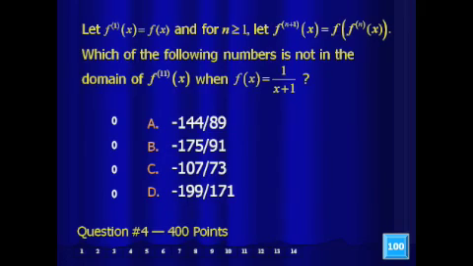Here comes question 4, the halfway point, for 400 points. We'll let f1 of x equal f of x. And for n bigger than or equal to 1, we'll let f sub n plus 1 of x be f of f sub n of x, where that's composition. Which of the following numbers is not in the domain of f11 of x, where f of x is 1 over x plus 1?